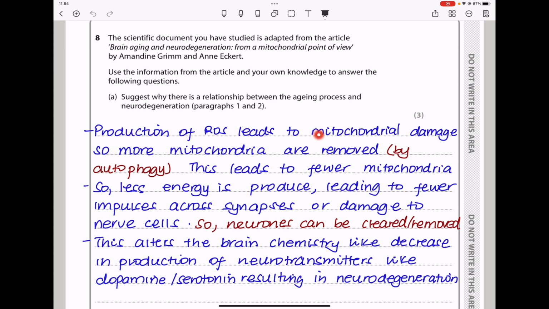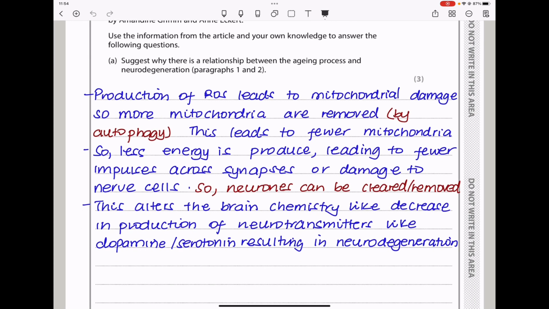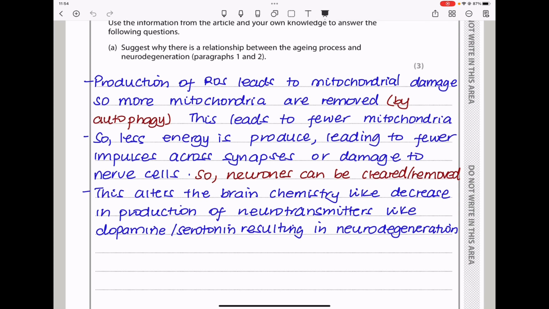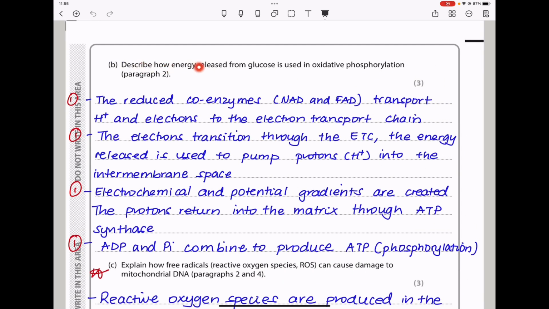Reactive oxygen species are produced in the mitochondria during aerobic respiration. So these cause damage to more mitochondria, and damaged mitochondria are removed by autophagy. This will lead to fewer mitochondria, so less energy is going to be produced, leading to fewer impulses moving across the synapses or leading to damage to nerve cells. So neurons will be cleared. This alters the brain chemistry, like decreasing the production of neurotransmitters, which include dopamine as well as serotonin, resulting in neurodegeneration.